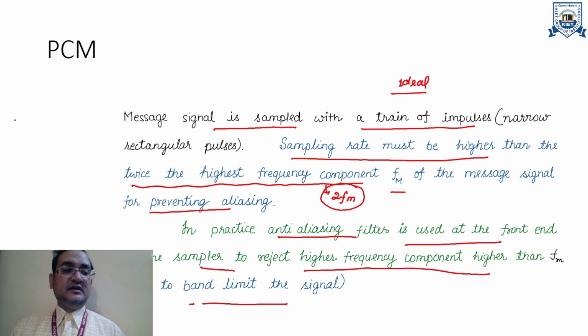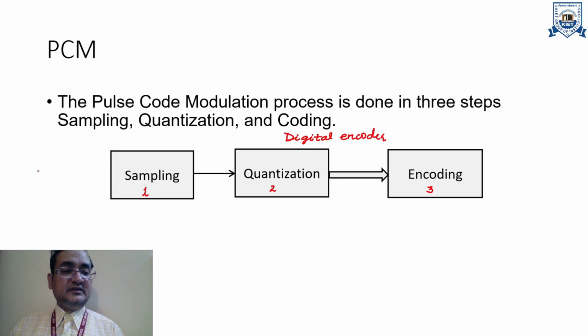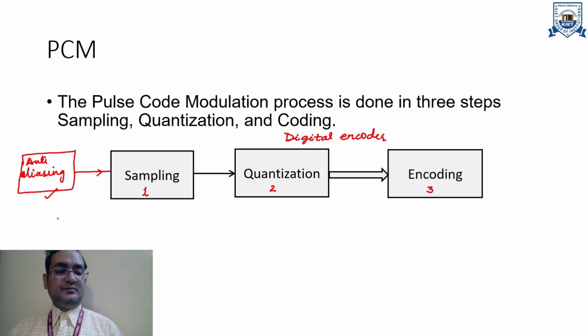So once I am talking about the sampling, there is the anti-aliasing filter. This is called the anti-aliasing filter, which is required before the sampling process, because it removes any higher frequency components or noise of higher frequencies which are not required as per the process.